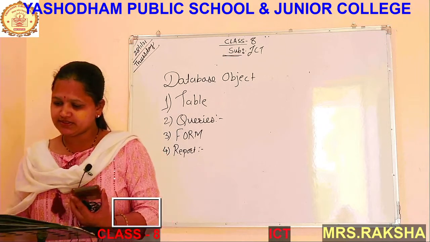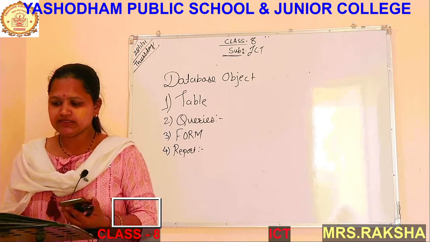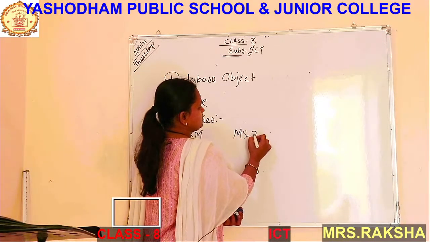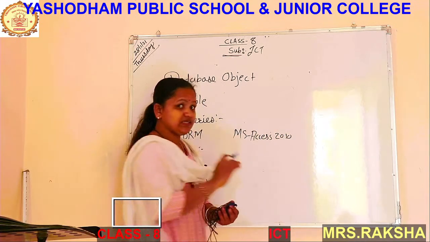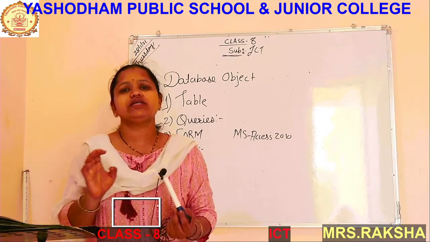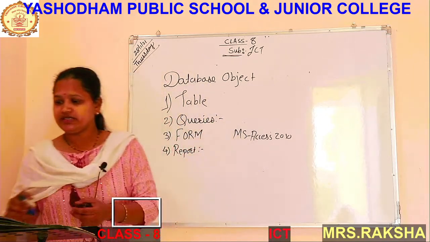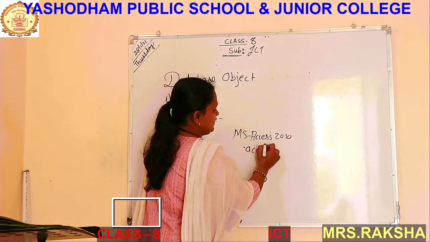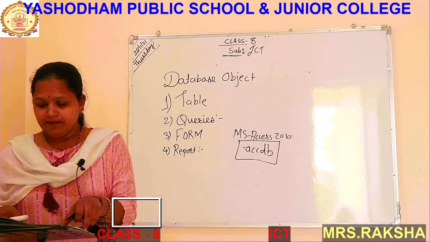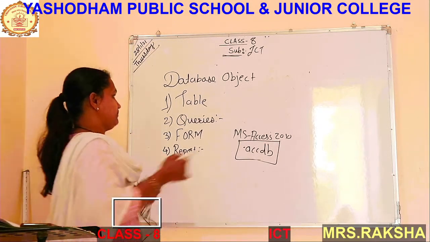All of you got these objects, the different objects of a database. These are the four basic objects of your database. In Microsoft Access 2010, we are going to learn about Microsoft Access 2010. There are different databases like Oracle, SQL Server, Sybase, OpenOffice. All these are different databases. In that, we are going to learn about MS Access, and the extension of the Access file is .accdb. When you save this file, the extension is .accdb, and it is also called a Relational Database Management System, that is RDBMS.